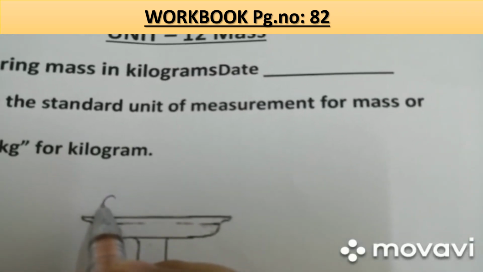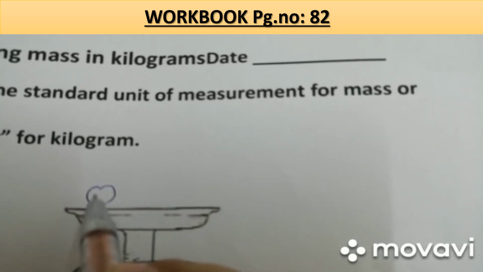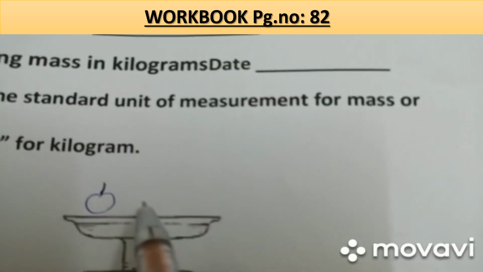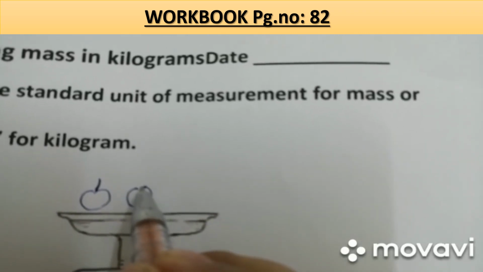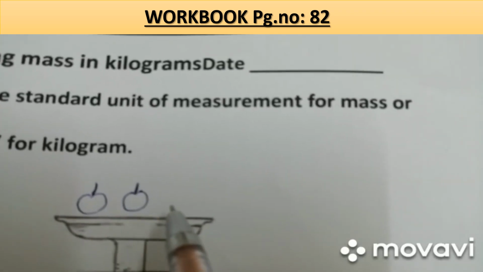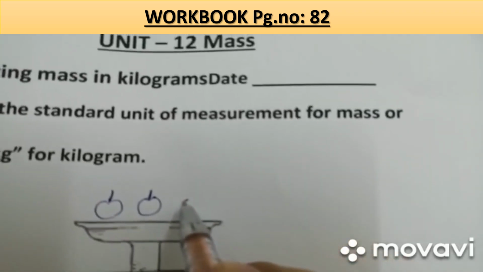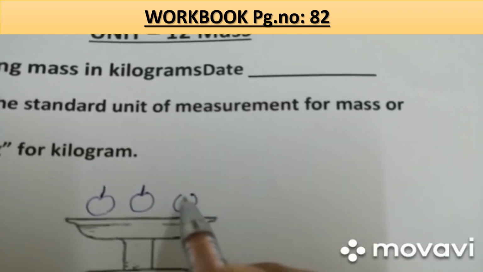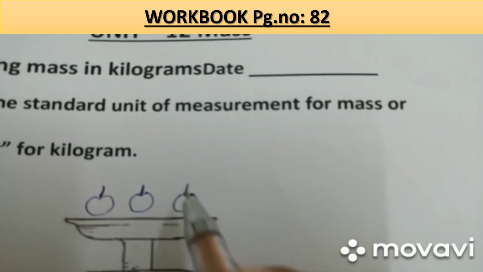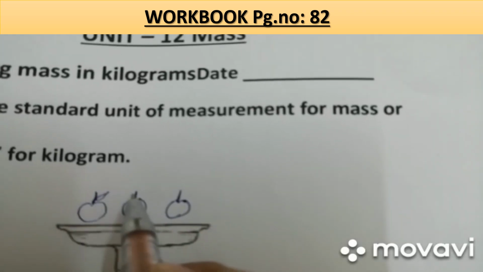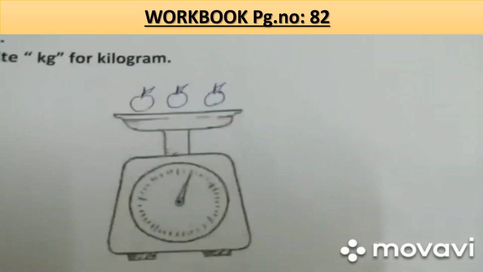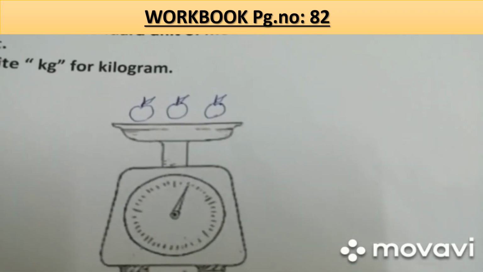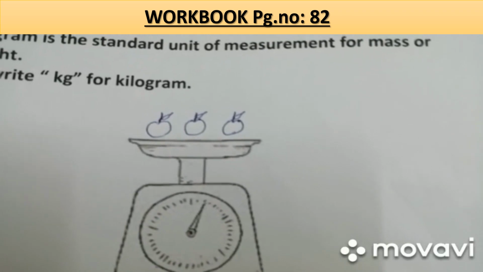See, we will draw 3 apples here. 1, 2, 3. Okay. 3 apples we draw it here. You also will draw 3 apples on this weighing scale, okay?